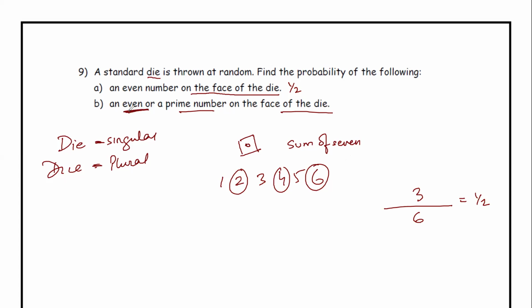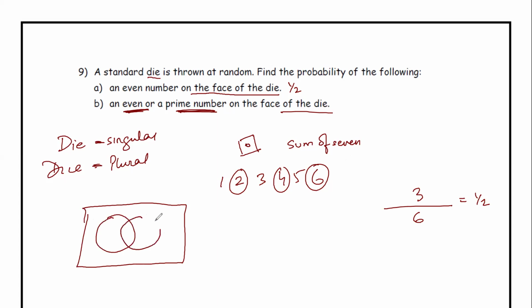So, of course, this question: even or a prime number. I'll just show you why the Venn part came in. So here's the set of even numbers and the set of prime numbers. Let's call them E and P. E would be two, four, six, and prime would be two, three, five, out of these one, two, three, four, five, six. So 2 is the common one. So you got 3 and 5 here, and you got 4 and 6 here.